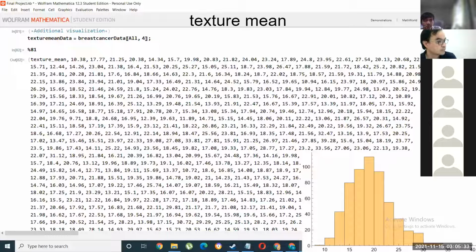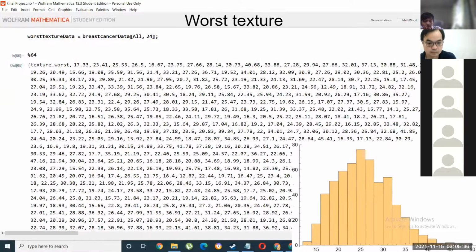This is the average of the texture mean. Next is the worst texture. The worst texture data with a high average pattern score. Females with a higher texture pattern score have 3 times higher breast cancer risk than females with a lower texture pattern score.